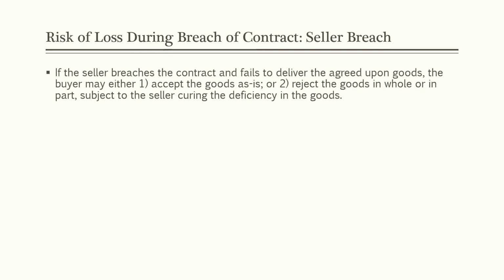If the seller breaches the contract and fails to deliver the agreed upon goods, the buyer can either one, accept the goods as is, or two, reject the goods in whole or in part, subject to the seller curing the deficiency in the goods. Once goods have been delivered, the UCC provides that the buyer has a right to inspect them before acceptance. Now, this inspection must be performed in a reasonable time and manner.